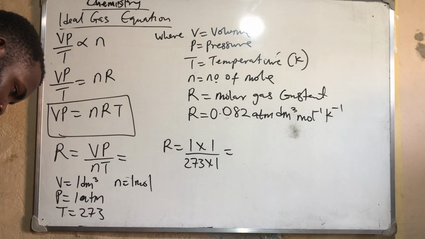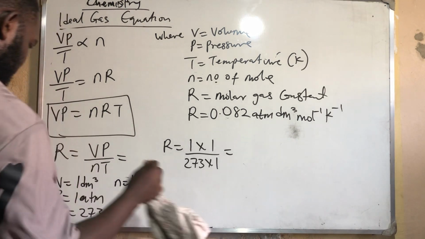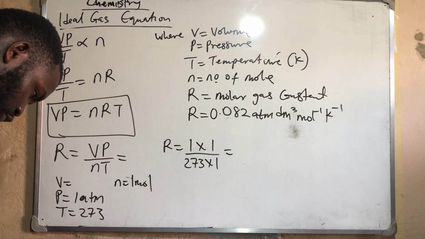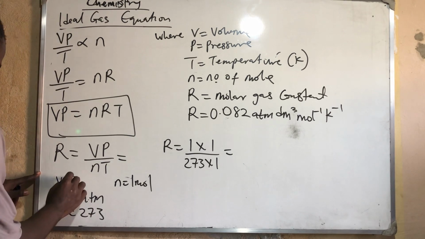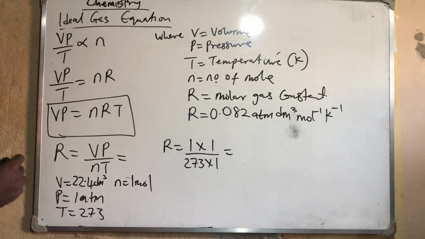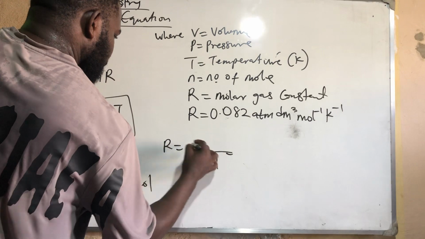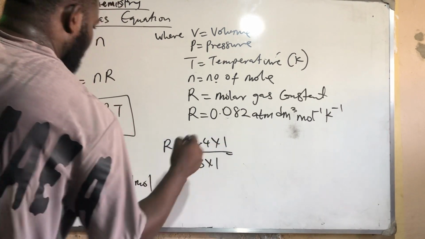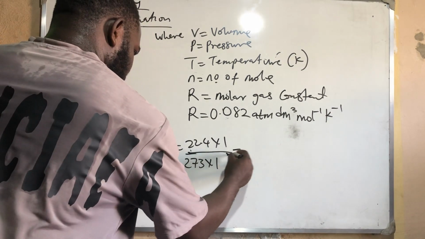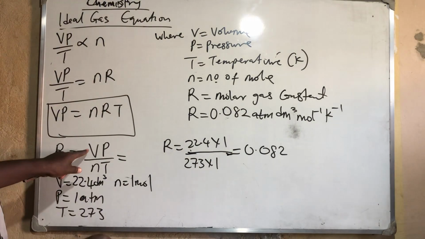Sorry, the standard volume. The volume there should be 22.4 dm cube. Yes, I forgot that. It's 22.4 dm cube. So I have 22.4 times 1 divided by this. If you now press it, you are going to have that this is equal to 0.082.